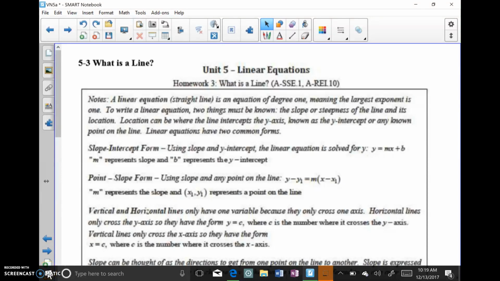Algebra 1, Common Core, Unit 5, Section 3. What is a line? A linear equation, or a straight line, is an equation of degree 1.